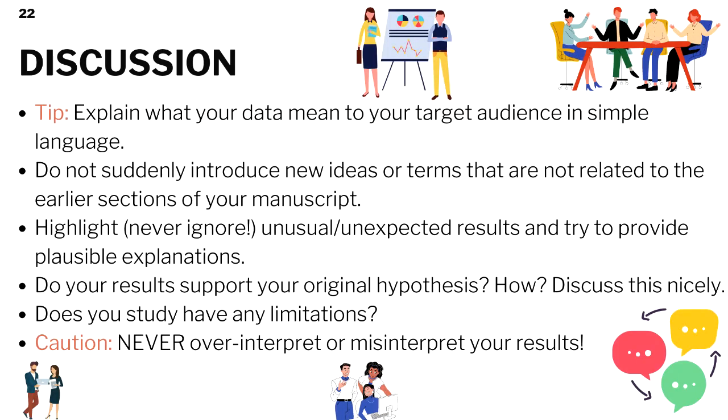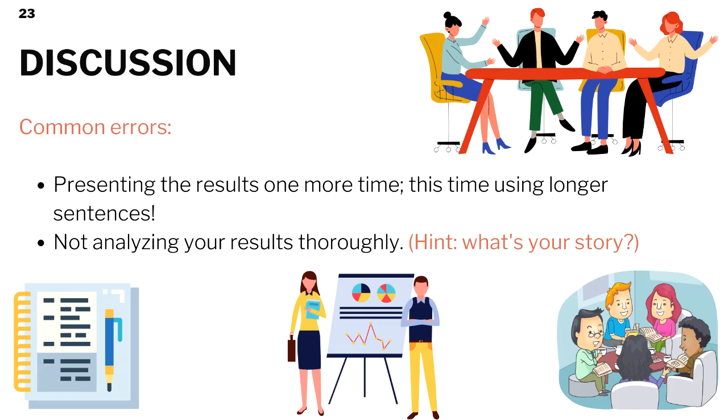In the discussion section, you need to analyze or interpret your experimental data and communicate it to your readers using plain English. Do not suddenly introduce something new, never ignore unusual results, or inaccurately interpret your results in the discussion section. The whole point is to lead to the advancement of your field. Therefore, accuracy and honesty matter a lot.